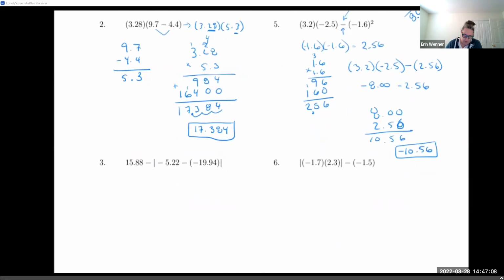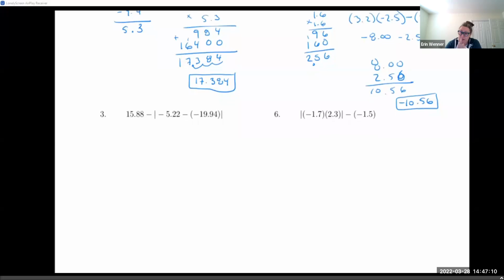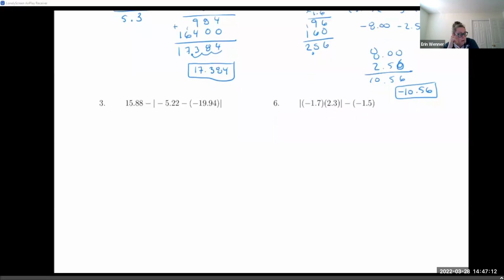Okay, so number 3 and number 6 both have absolute value signs. So remember, when doing these, you simplify what's inside first, and then you take the absolute value, which remember means if the value is positive, it stays positive. If the value is negative, it becomes positive. So go ahead and do number 3 and send me your answer.